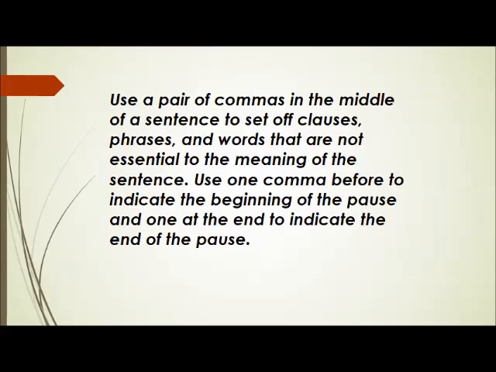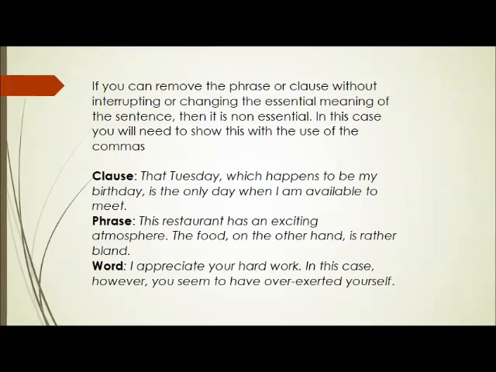Another rule for using commas is to use a pair of commas in the middle of a sentence to set off clauses, phrases, and words that are not essential to the meaning of the sentence. Use one comma before to indicate the beginning of the pause and one at the end to indicate the end of the pause. Well, first of all, if you can remove the phrase or clause without changing the essential meaning of the sentence, then it is not essential. Then in this case, you will need to show this with the use of commas.